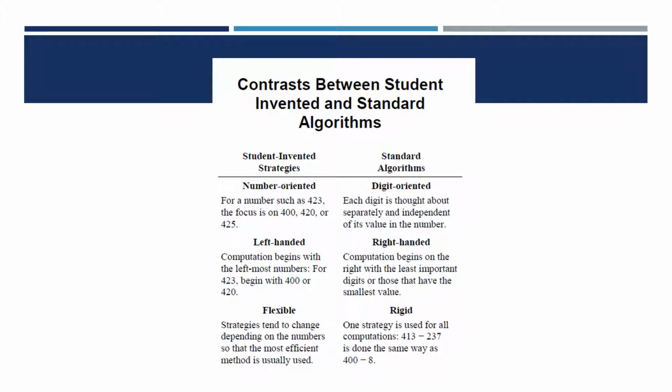Also with standard algorithms, basically one strategy is used for all computations. So 413 minus 237 is done the same way as 400 minus 8. However, with student-invented strategies, those strategies are flexible, and I may use a different strategy to solve 400 minus 8.